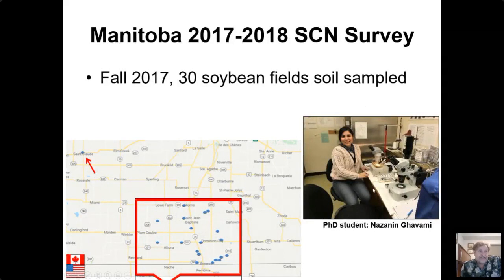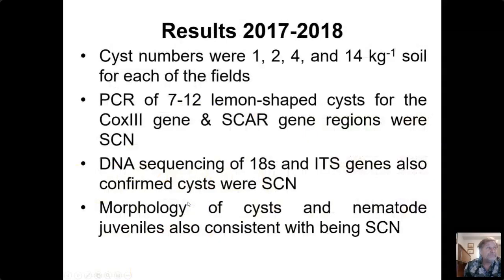This is my PhD student, Nazan, in here. We, again, sampled southern Manitoba along the Red River Valley, and we had an oddball up here that we suspected might have SCN, the field to the northwest. And we did find now cysts, more cysts, put it that way. Not too many, look at this: 1, 2, 4, 14 per kilogram of soil.